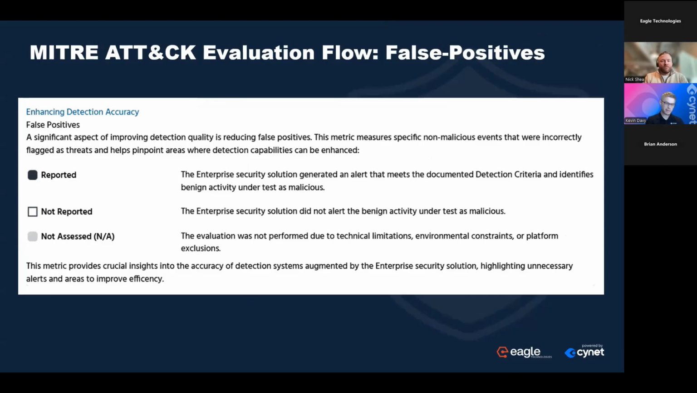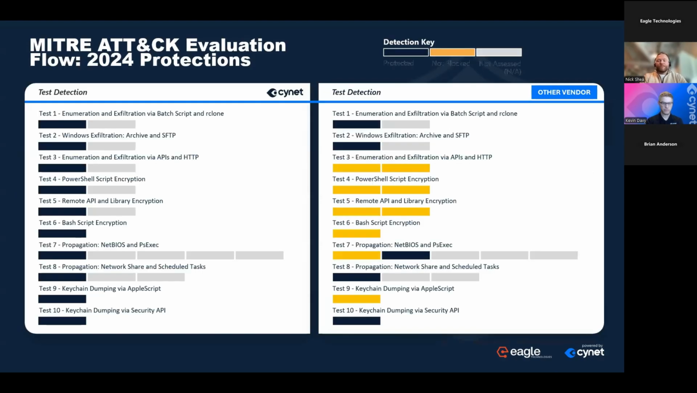When we're looking at false positives, there's three results that you can get. Vendors reported it, vendors did not report it, or the product simply does not cover that part of the attack. ESET's always the one that I think of because many times they just don't have the coverage, they just don't have the technology to even look at these types of attacks and techniques.